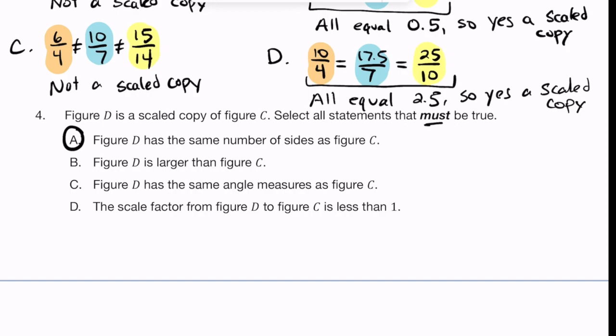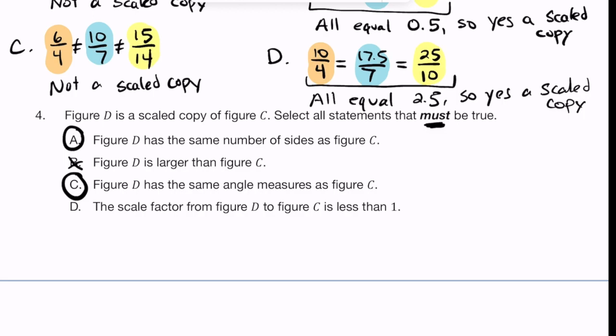Figure D is larger than figure C. So must that be true? Must figure D be larger? No, it could also be the same size if the scale factor is 1, or it could be smaller if the scale factor is between 0 and 1. So that doesn't have to be the case. C, figure D has the same angle measures as figure C. So that is true. When scaled copies are the same shape, it means they have the same angle measures as well. So that has to be correct.